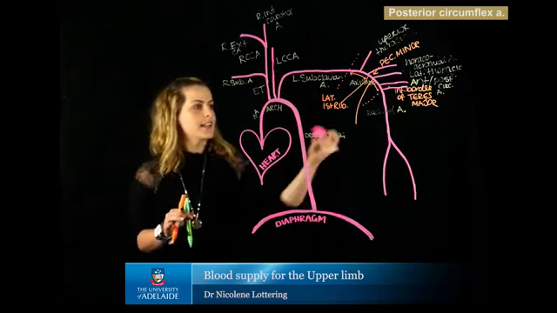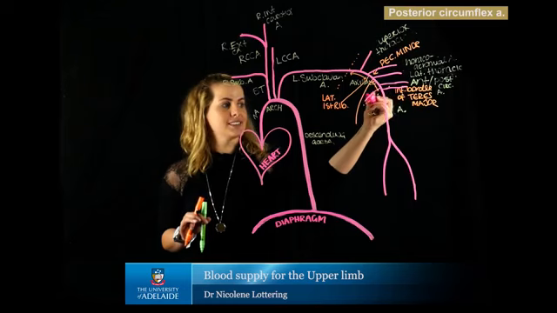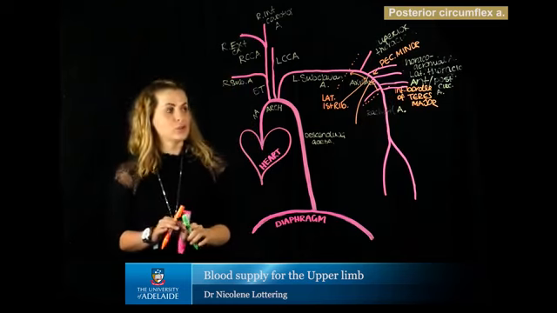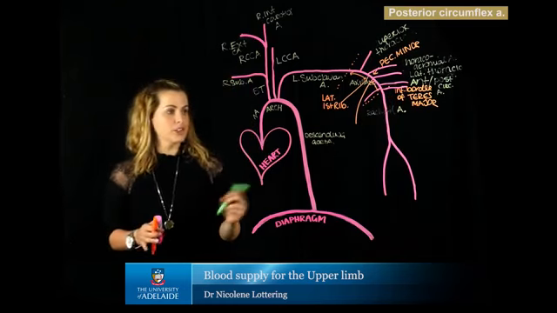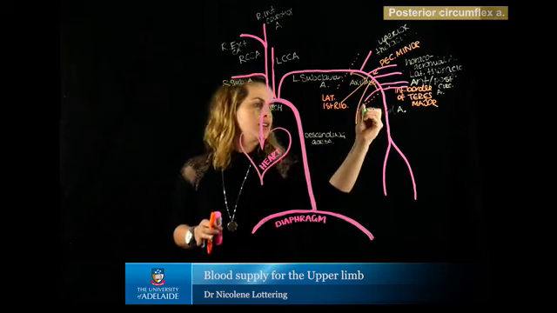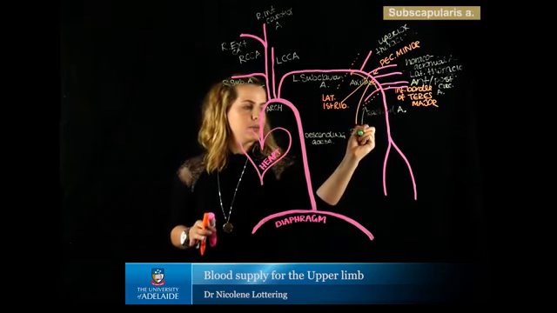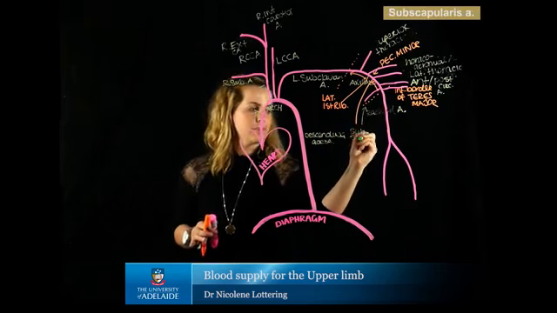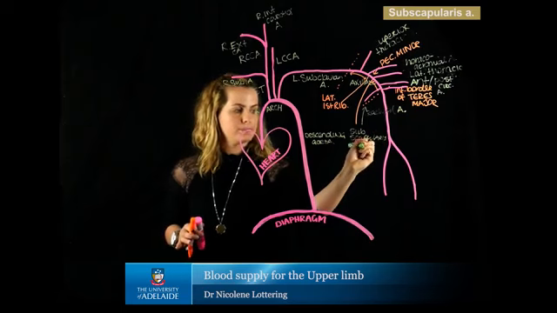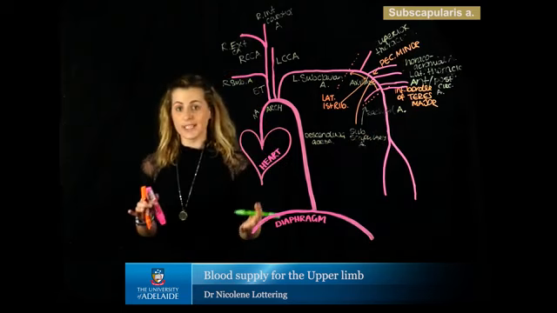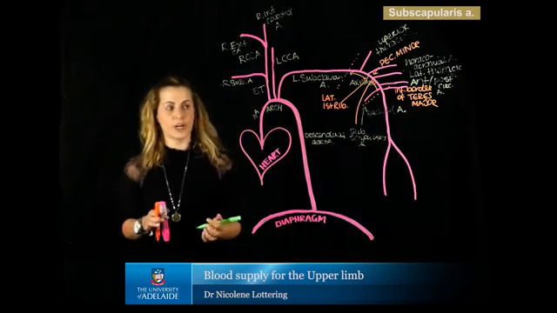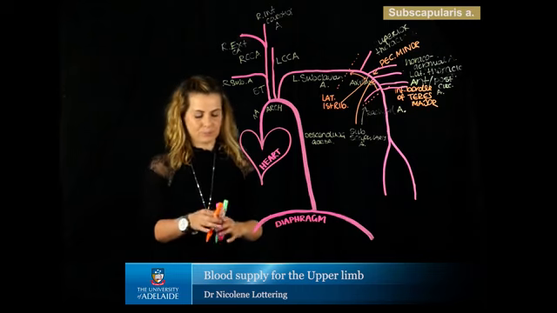And then our third collateral branch is actually supplying the scapula. This runs with the subscapularis muscle, and it's called, you guessed it, the subscapular artery. So unfortunately, I do expect you to know those 6 collateral branches of the axillary artery.